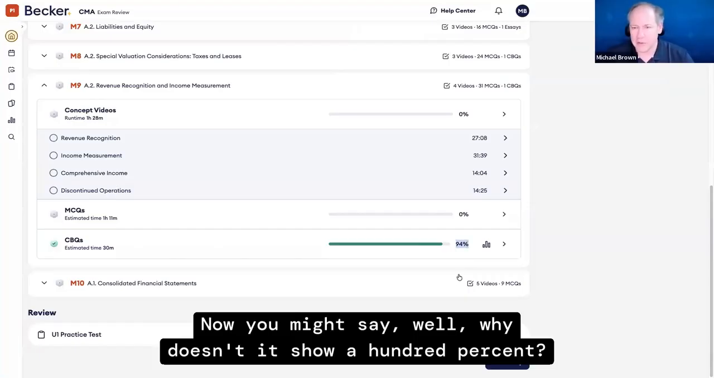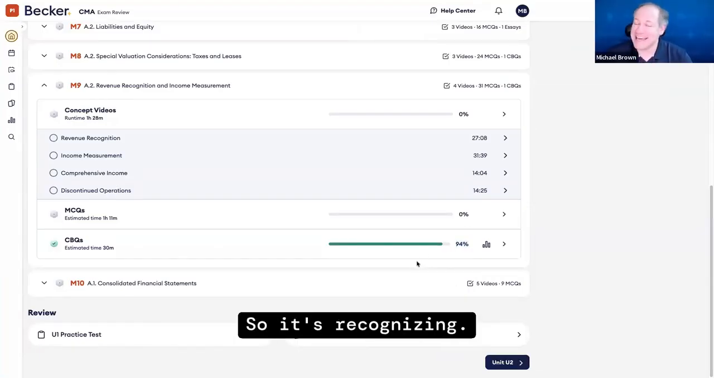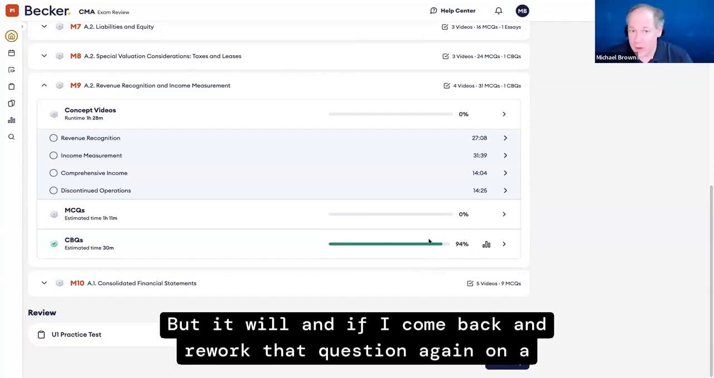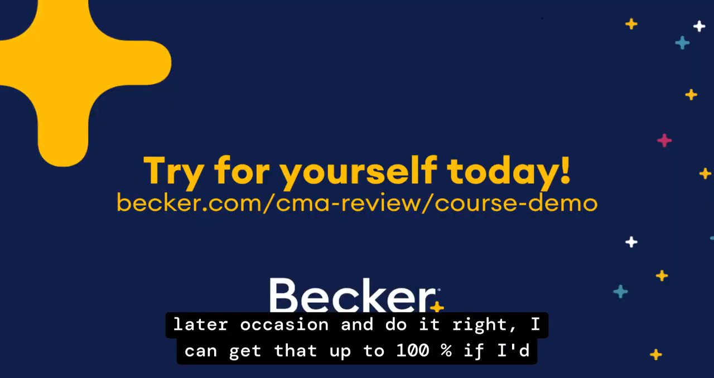Now you might say, well, why doesn't it show 100%? Remember, I put in $4,000 for that one part. So it's recognizing there was something you didn't get right the first time, but it will. And if I come back and rework that question again on a later occasion and do it right, I can get that up to 100% if I'd like to.